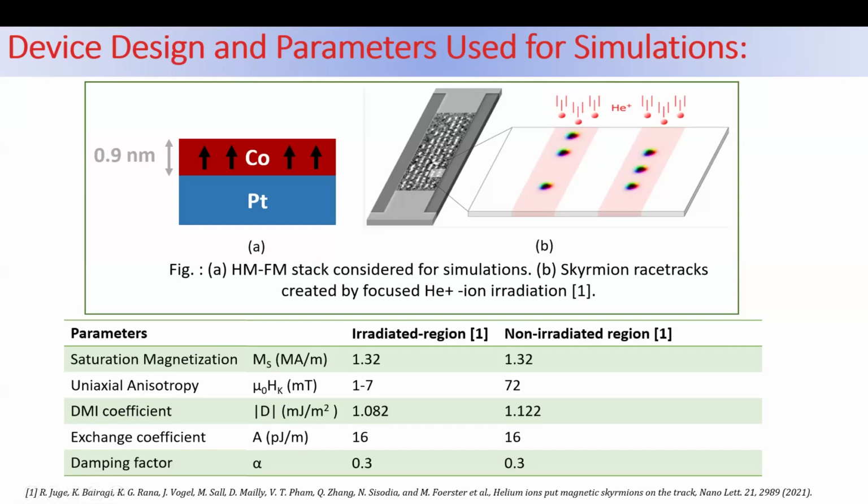So by this, the skyrmions can be easily placed on the patterned track, and the unpatterned track or the non-irradiated part of the ferromagnet works as a barrier for the skyrmions. So these tracks can be created by helium plus ions, where the skyrmions can stay and they can move. And next.